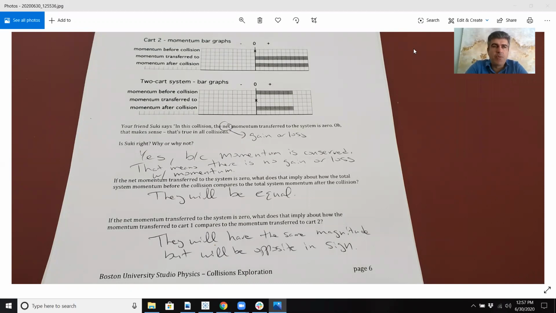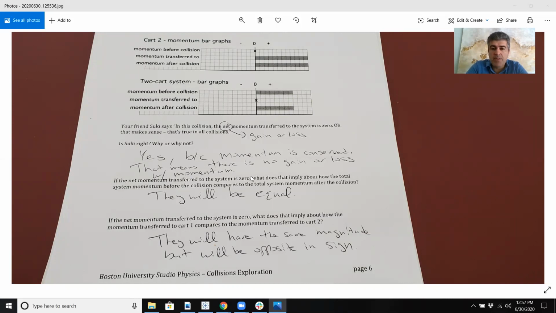So for example, like when there's a net profit, right? That means you made money, or you could have lost money too if you spent more than you collected. So in this case, Suki is right. Yes, because momentum is conserved. This means there's no gain or loss of momentum. The momentum transfer to the system is zero.